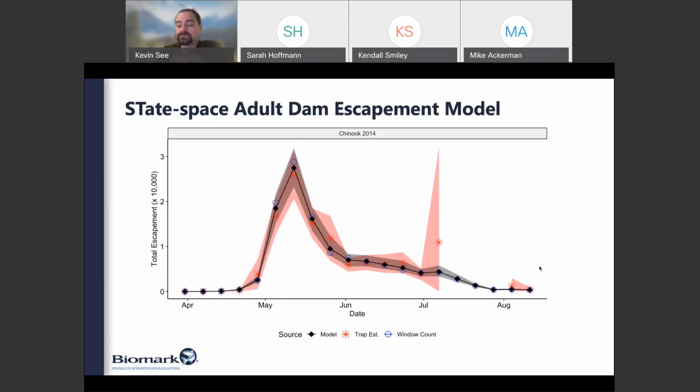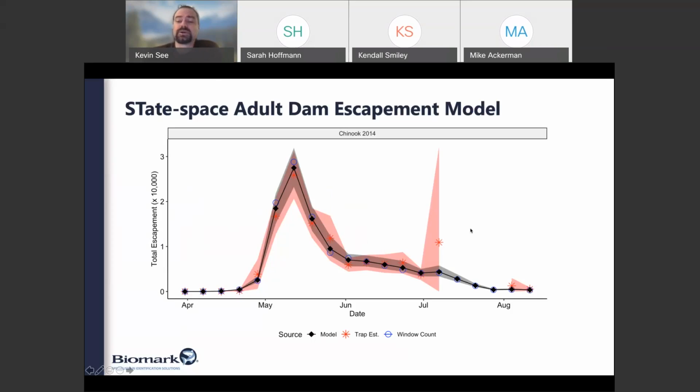Here's an example from 1 year. This is looking at Chinook, spring, summer Chinook in 2014. The blue circles, which hopefully you can see on some of these points, are the window counts. The red stars are the trap estimates, so number of fish caught in the trap divided by your trap rate, with the associated uncertainty as those pink ribbons. And then the Statham model estimates in black with the gray bars showing the uncertainty around there.